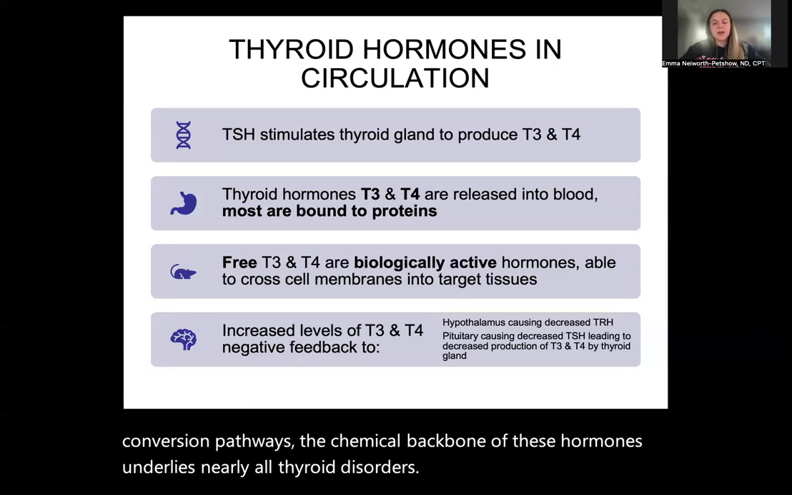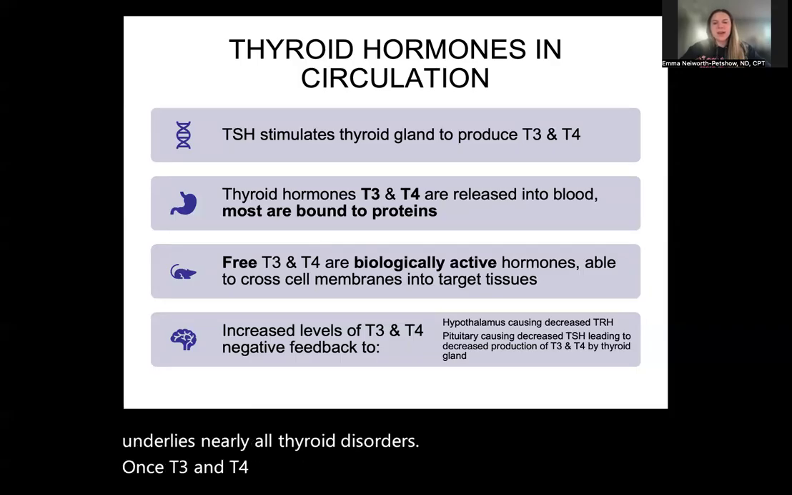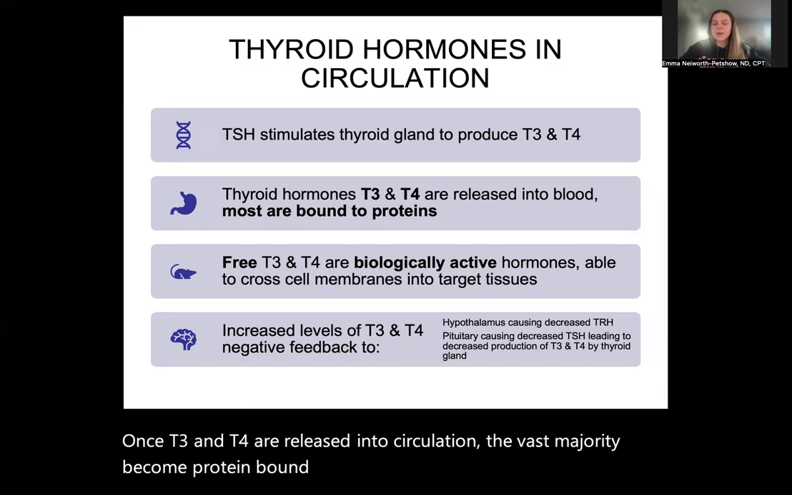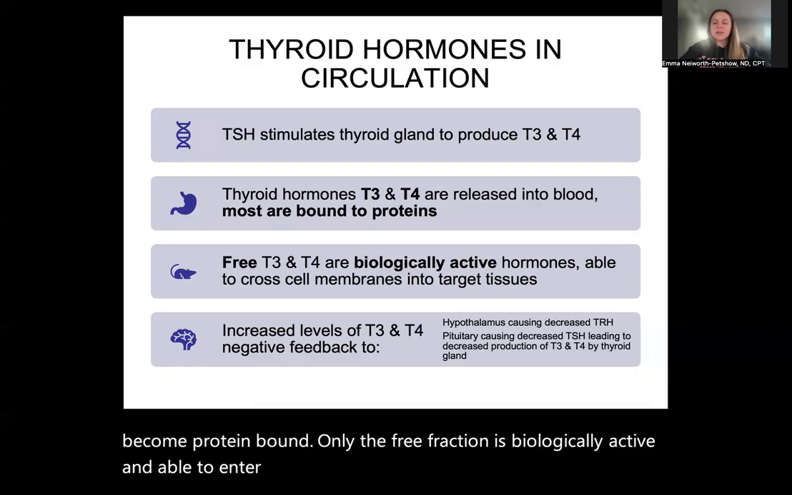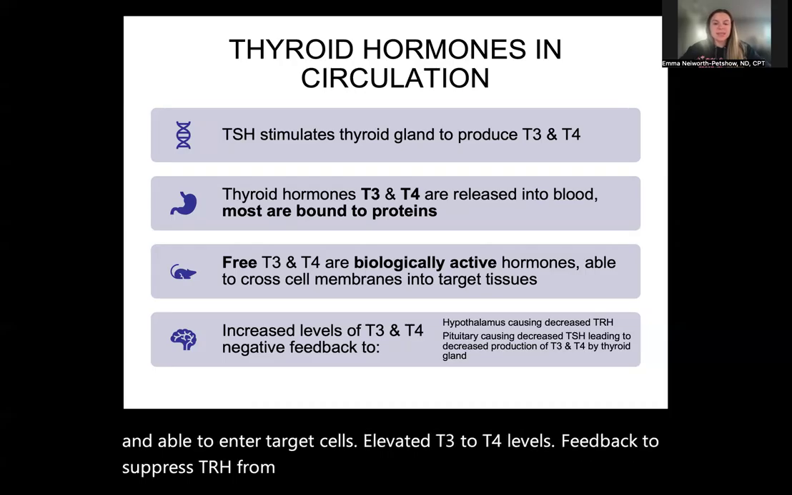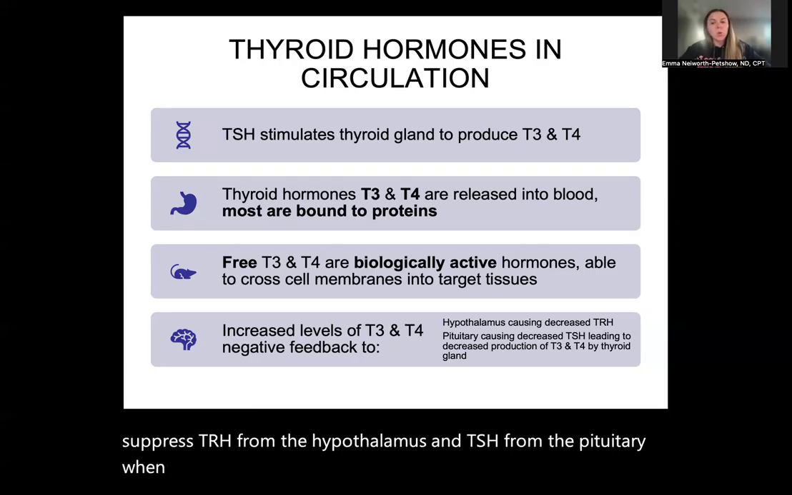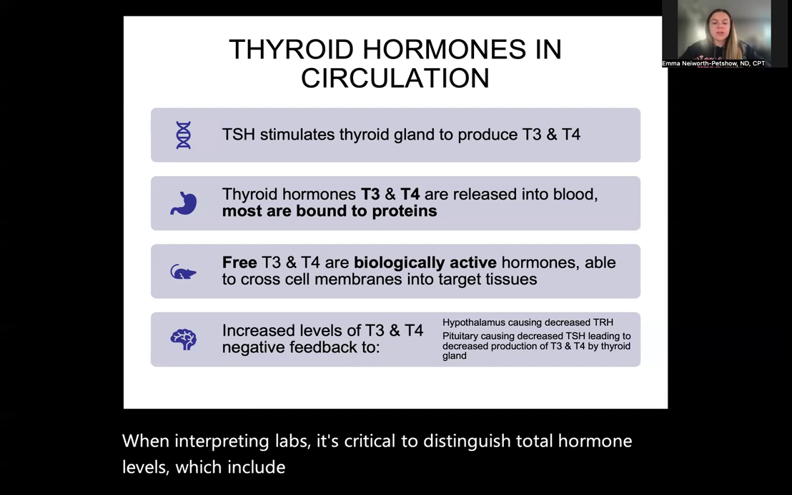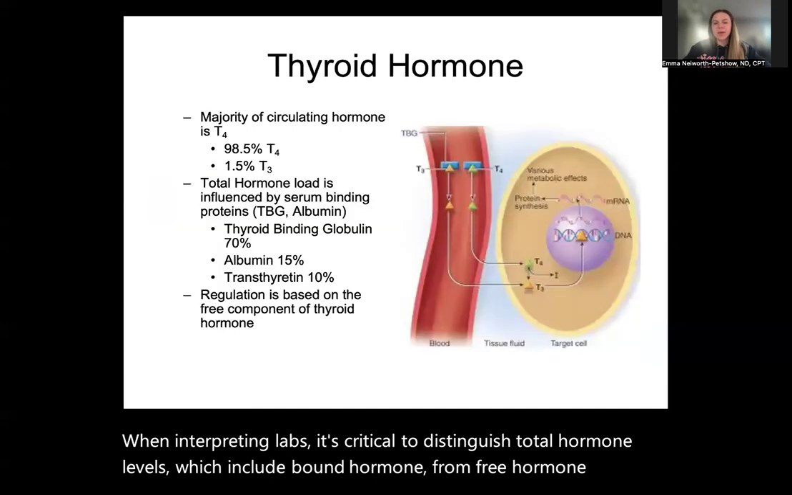Once T3 and T4 are released into circulation, the vast majority become protein bound. Only the free fraction is biologically active and able to enter target cells. Elevated T3 or T4 levels feed back to suppress TRH from the hypothalamus and TSH from the pituitary. When interpreting labs, it's critical to distinguish total hormone levels, which include bound hormone, from free hormone levels, which represent actual metabolic activity.